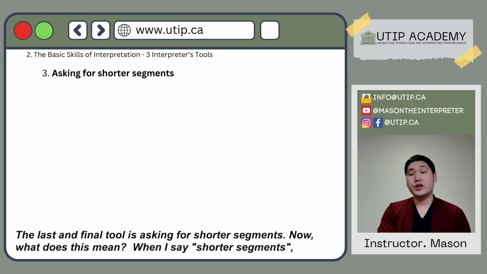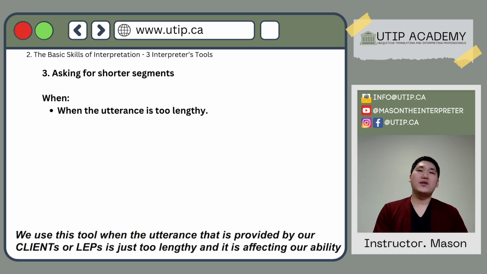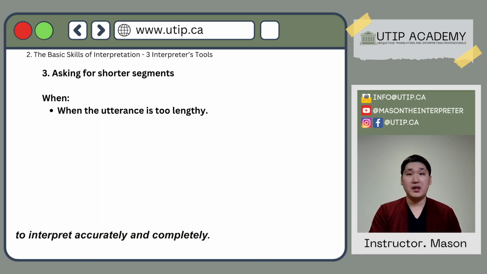The last and final tool is asking for shorter segments. Now, what does this mean? When I say shorter segments, I mean shorter sentences or smaller chunks. We use this tool when the utterance that's provided by our clients or LEPs is just too lengthy, and it is affecting our ability to interpret accurately and completely.